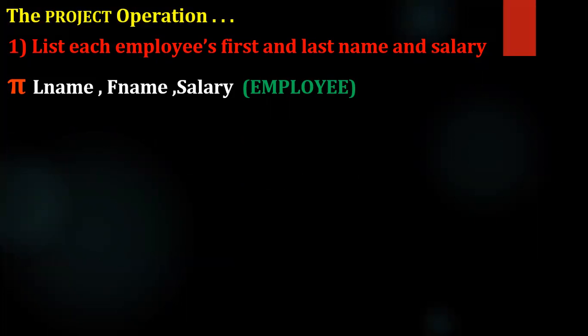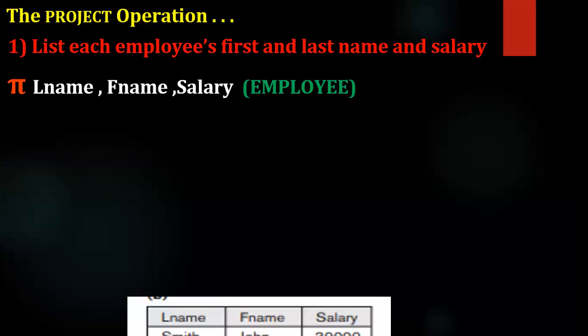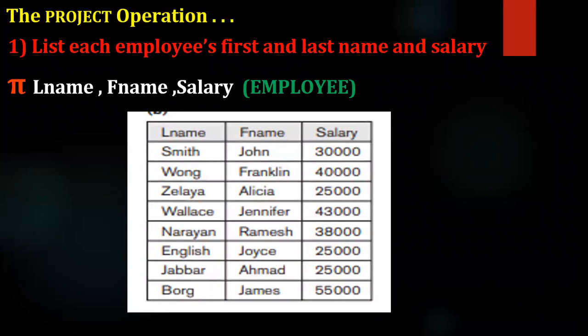Here there is no condition. We need not check whether the condition is true or false. There is no condition here, we just need to specify which columns are to be selected. This is an unconditional operator. Without any condition we are retrieving the columns if the columns are valid. See here, it has selected the L name, F name and salary columns.